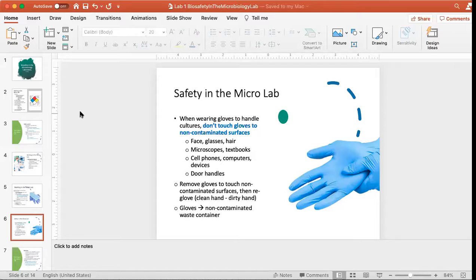So while you're wearing gloves, you don't touch your face, you don't touch your glasses, you don't touch your hair, microscopes, textbooks, cell phones, pencils and pens and computers. Door handles is another one. Don't touch things that are not routinely disinfected while you have gloves on. If you have to touch those things, you just take your gloves off, or even just take one glove off.